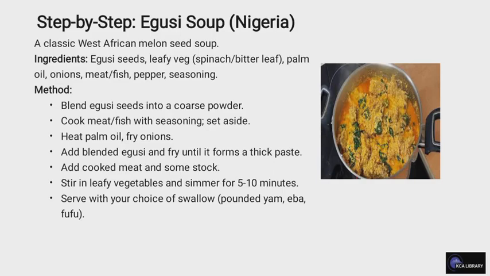Then you add the blended egusi and fry until it forms a thick paste. You add cooked meat and some stock. You stir in leafy vegetables and simmer for 5 to 10 minutes. You serve with your choice of swallow.